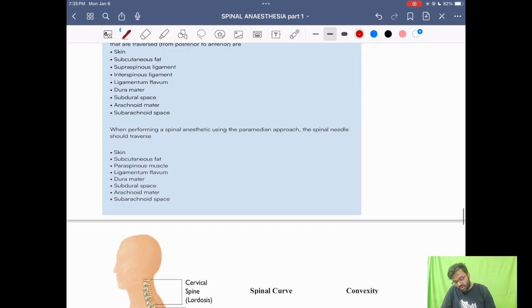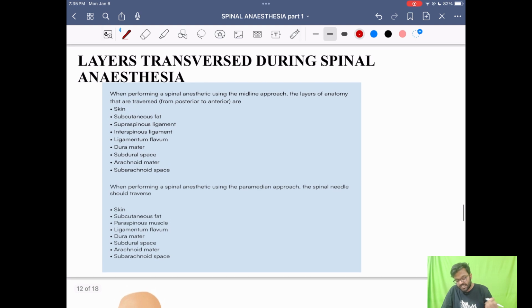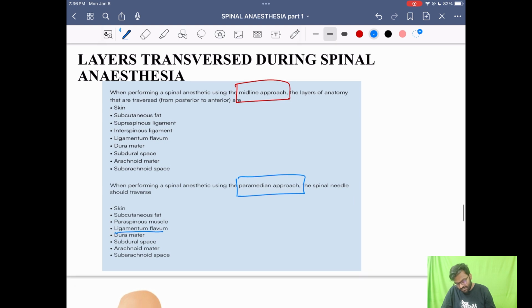Okay, but all, here is the summary of layers which are traversed during spinal anesthesia. We'll discuss it again later. But for now, we have discussed only the midline approach. There's another approach, that is a paramedian approach. What you do is you go 1.5 centimeter lateral and then you inject. So here you are going to bypass all the ligaments which are connecting the spinous process and the lamina. So you are directly going to encounter the ligamentum flavum after going through the paraspinous muscle, and after the ligamentum flavum, the sequence remains same: the dura, subdural space, arachnoid, and the subarachnoid space.